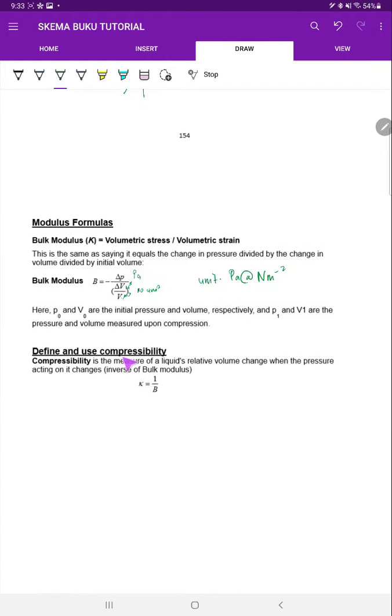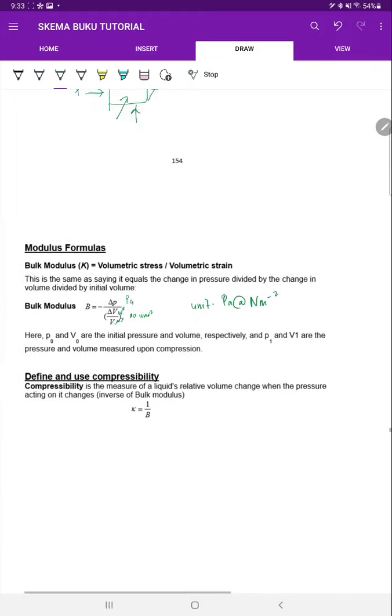Okay. Define and use compressibility. Compressibility is the measure of a liquid's relative volume change when the pressure acting on it changes, ataupun ni adalah terbalik daripada bulk modulus tadi. So K sama dengan 1 over V. Bukan K, kappa. Okay, kappa is equal to 1 over bulk modulus.